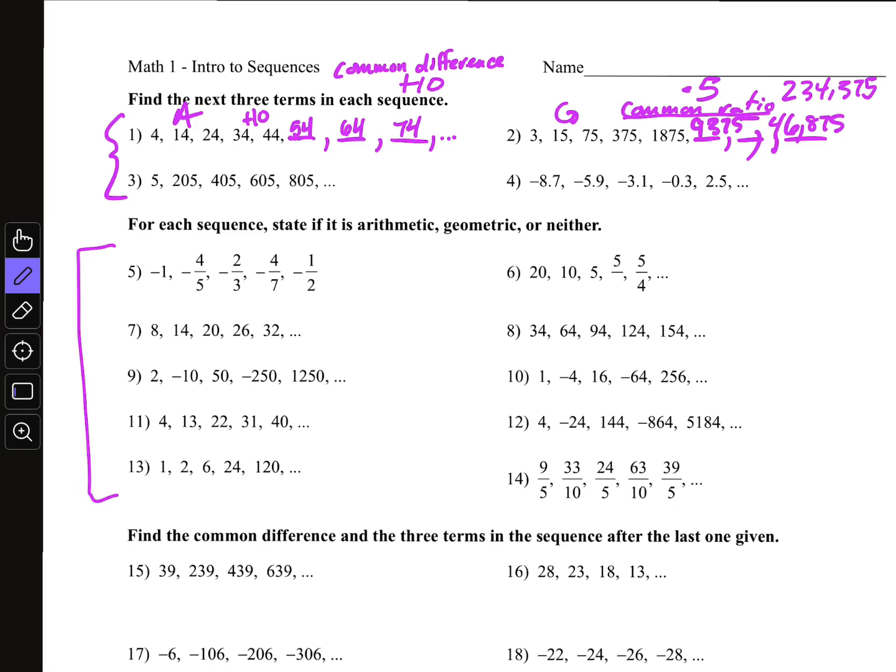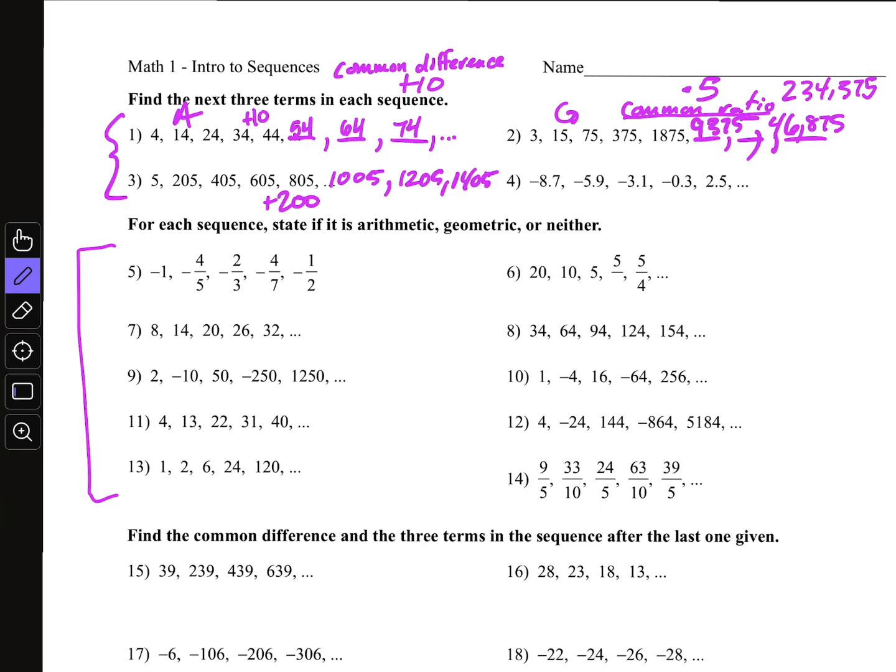Okay, number 3, we have 5 to 205 to 405 to 605 to 805, so it would be 1005, 1205, 1405. So our common difference is adding 200, which means it is arithmetic.